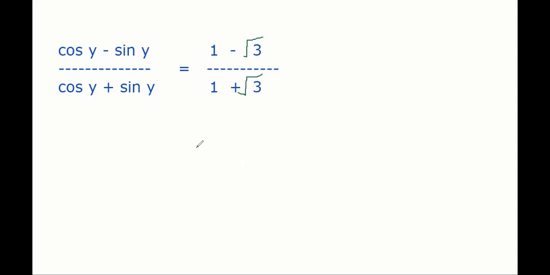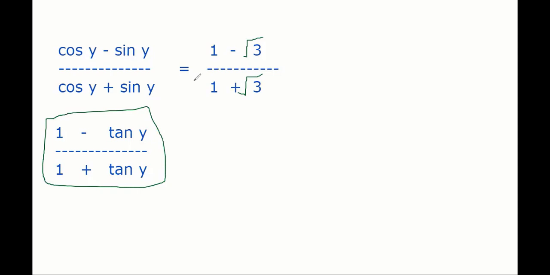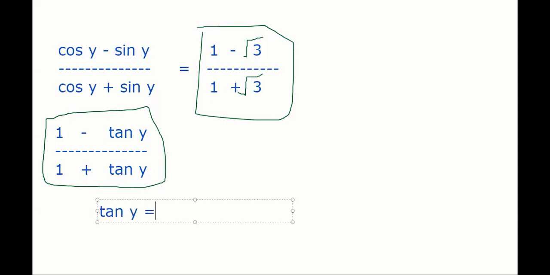So guys, I'll give you a very different approach. Think like this. If you divide the given equation's left side by cos y, what do you get? 1 minus sin y by cos y, which is tan y, correct? Also divided by cos y, 1 plus sin y by cos y, tan y, correct? Now compare this with the right hand side. What does it show? It shows tan y is root 3, correct?